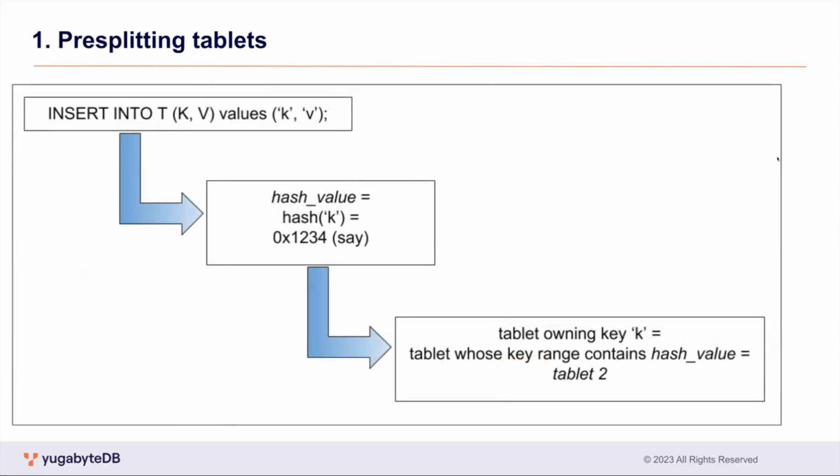So for example, here, you want to insert into T, key and value, where key is the primary key. We calculate the hash value of this. For example, in this case, let's say 1, 2, 3, 4, and that's going to be in tablet 2, between 100 and 200. This is just an example.